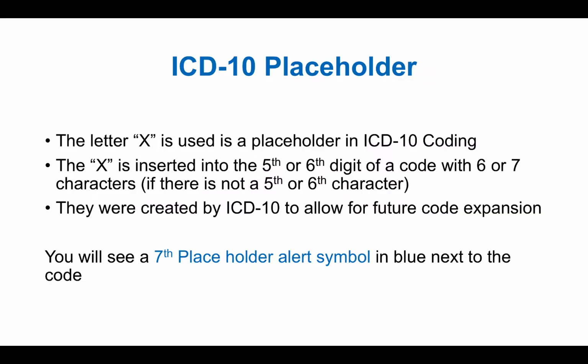Now let's talk about a placeholder. People get confused here, but I think you can get it. The letter X is used as a placeholder in ICD-10 coding. The X is inserted into the 5th or 6th digit of a code with 6 or 7 characters. If there is not a 5th or 6th character, an X is needed. They were created by ICD-10 to allow for future code expansion. You will see a 7th placeholder alert symbol in blue next to the code. Remember that. Now let's look at one together.